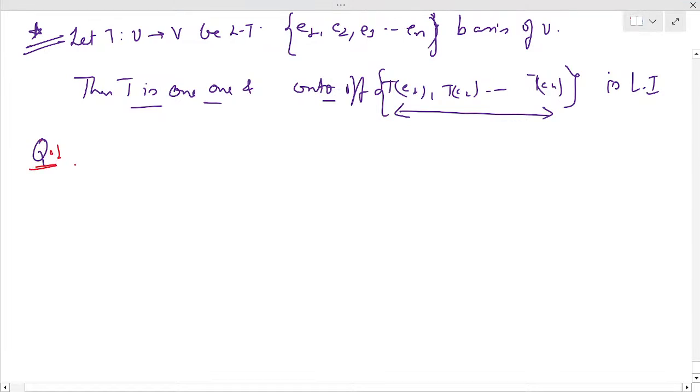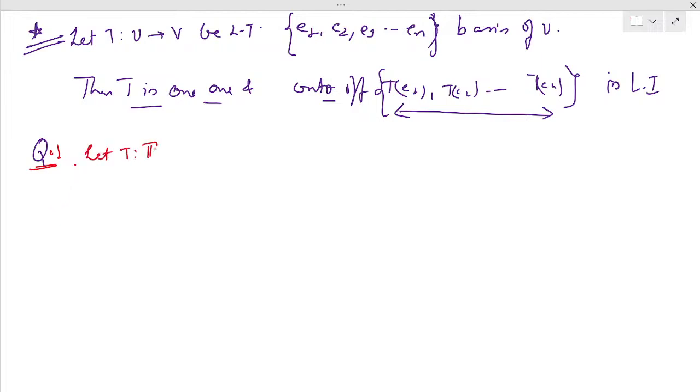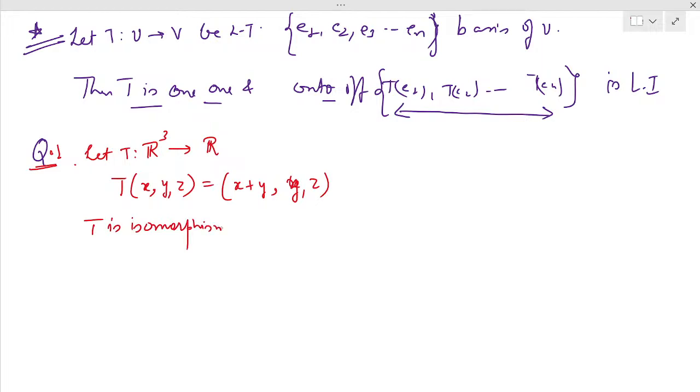Let us see whether these are isomorphic or not. Let us say I'm defining a map from R cube to R such that T of x comma y comma z is equal to x plus y comma y comma z. Do you think that T is an isomorphism?